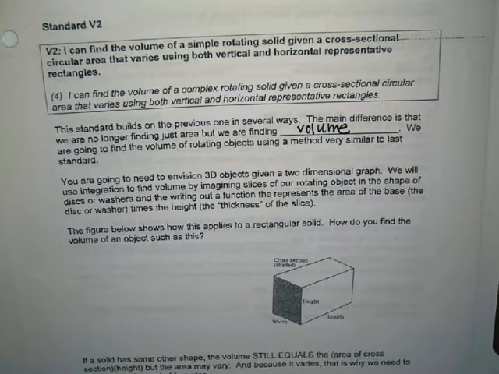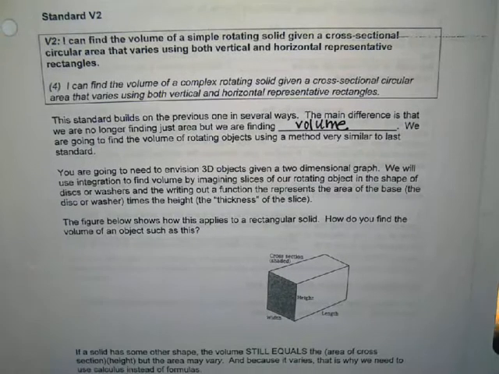Now, I'm going to have some pictures to help you with some of these examples we're going to go through today, and I'll show you a website that you can use tomorrow to help you envision it if you're having a hard time. We will use integration to find volume by imagining slices of our rotating object in the shape of discs or washers, and then writing out a function that represents the area of the base, the disc or washer, times the height or the thickness of the slice.